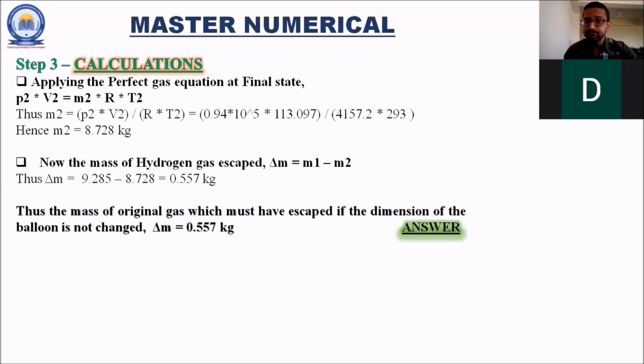0.557 kg. I want your confirmations in the chat box if you have understood the steps, how we have calculated delta M and the first parameter. I want the responses from the majority of the students in the chat box. Okay, fine. Thank you all.